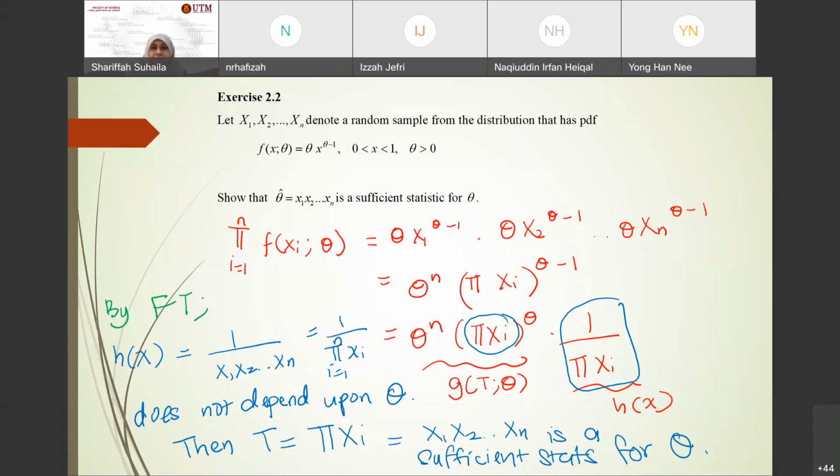In your working, you must show your joint PDF and then how you split into two parts, which is your function g(t, theta) and the other function h(x). Since your h(x) does not depend upon theta, you can conclude that product Xi is a sufficient statistic.